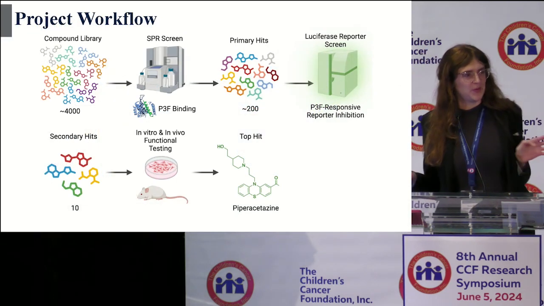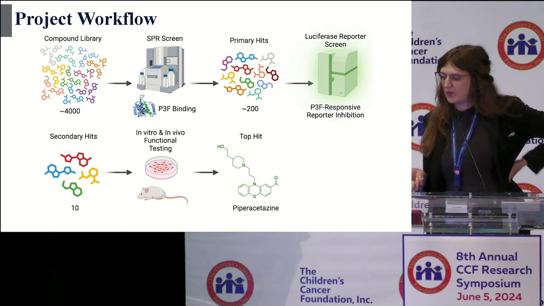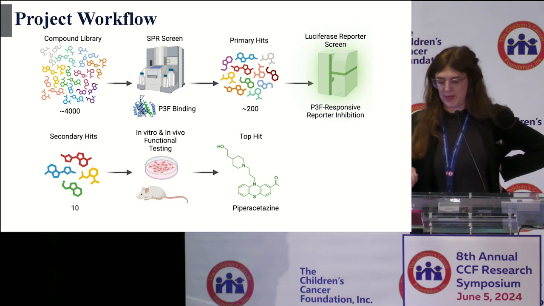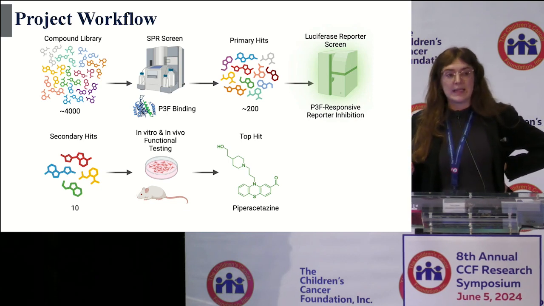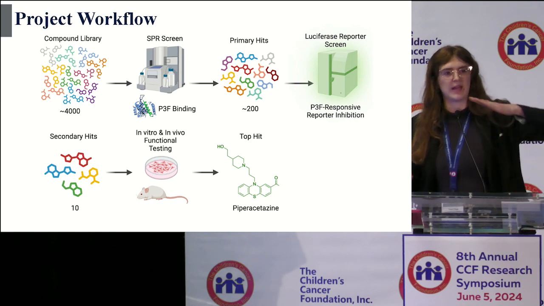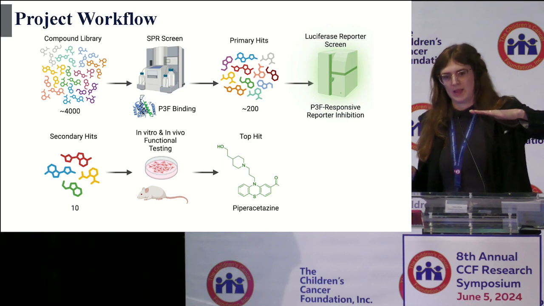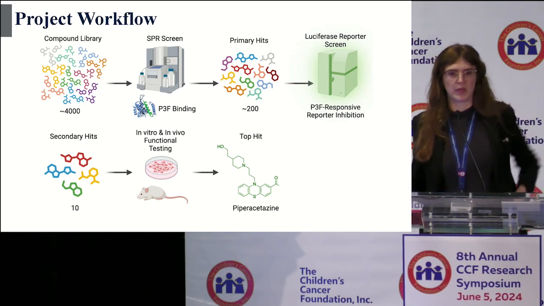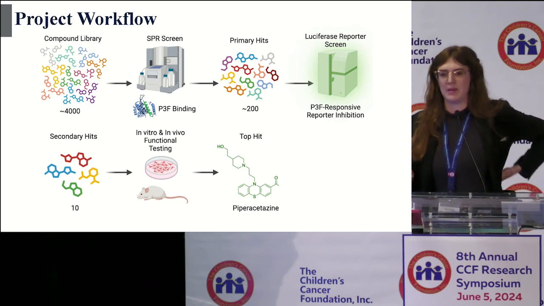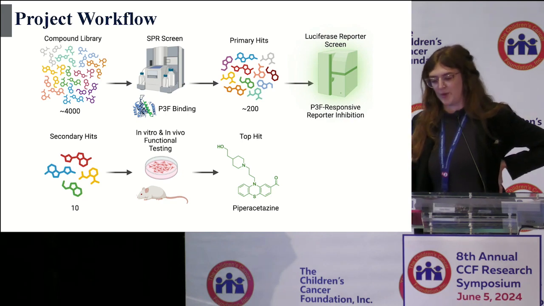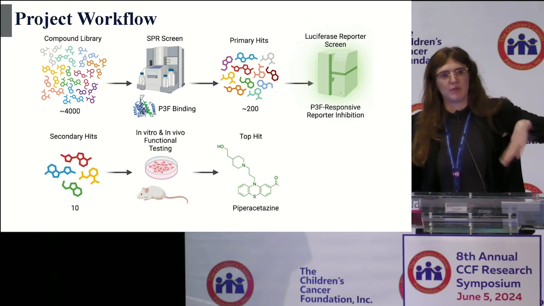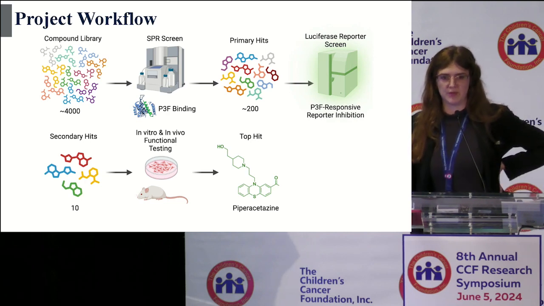So this is just an overview of the general project. We started out with a pretty large compound library to screen, about 4,000 compounds. We used a technique known as surface plasmon resonance, or SPR, where you have a chip, and you can bind a ligand to that chip. In this case, we're binding recombinant PAX3 FOXO1. Then you can flow analytes over the top and see whether or not they bind to your ligand on the chip. Each of these 4,000 compounds, we were able to flow over the top of the chip, and based on light refraction, you can determine whether or not they bind to your protein of interest.